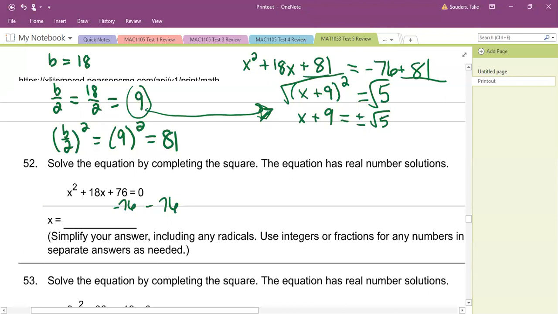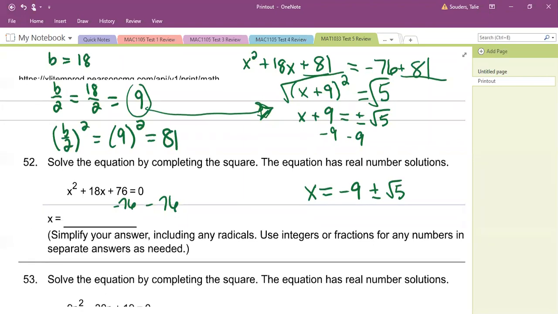And then what would be the last step? Just subtract the 9 on both sides. So I would write it as negative 9 plus or minus square root of 5. And you can enter it like that. You do not have to enter it as two separate answers. Okay. Any questions there? Because I know this is a complicated process. Nope. Okay. Let's check out number 53.